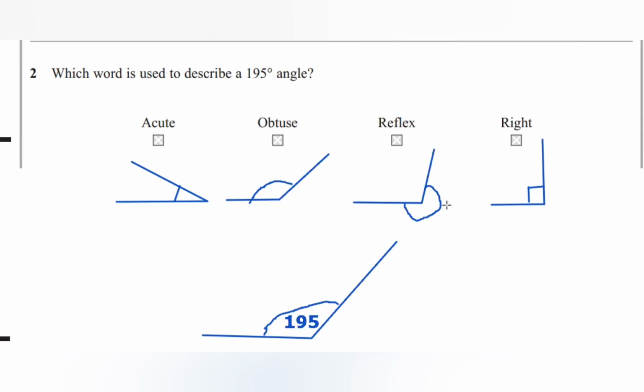So which one do you think describes 195 degrees? Very good. It's reflex. It's the only one that looks the same as this. So the right answer is reflex. Very good. Now, let's move on to the next question.